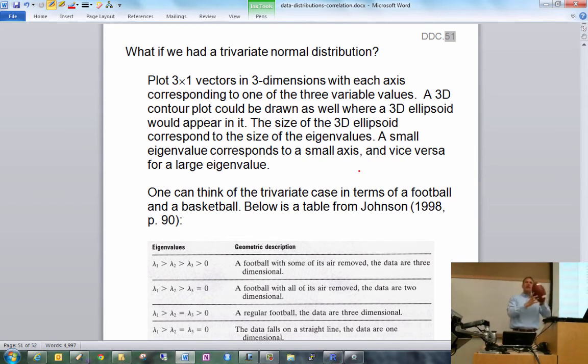Now, in terms of the second eigenvector and the third eigenvector, what do you think? They're the same size. So one will be pointing right here, and one will be pointing this way, corresponding to the seams of the football. So again, the first eigenvector will be pointing towards the axis where there's the most variability.